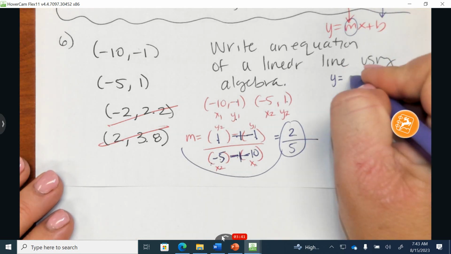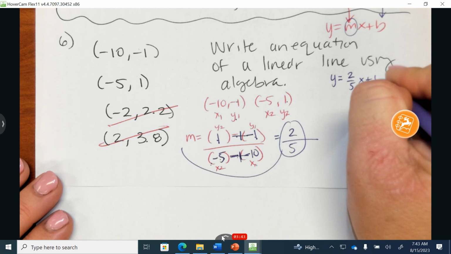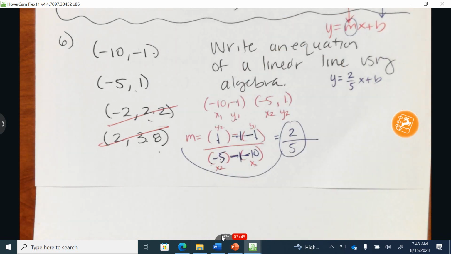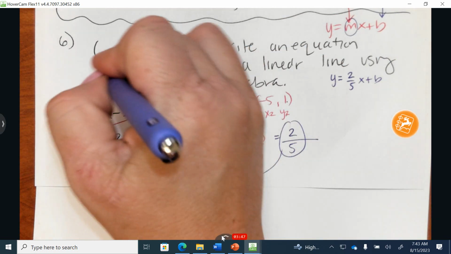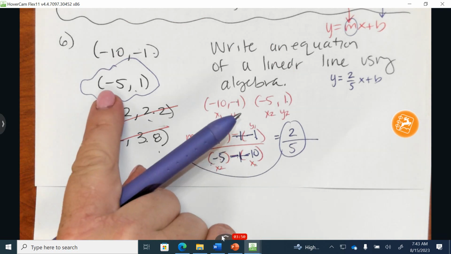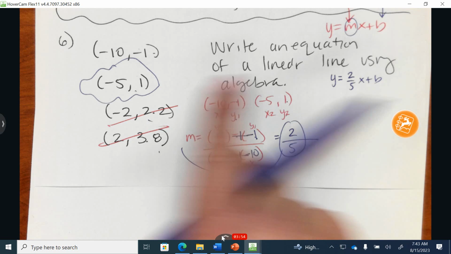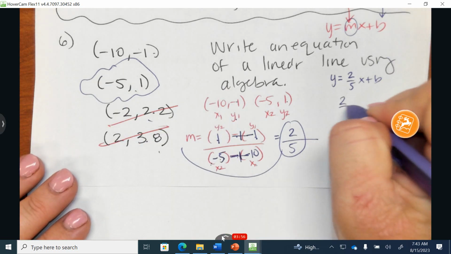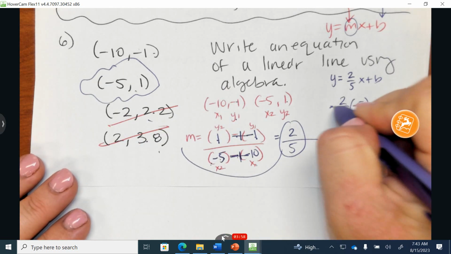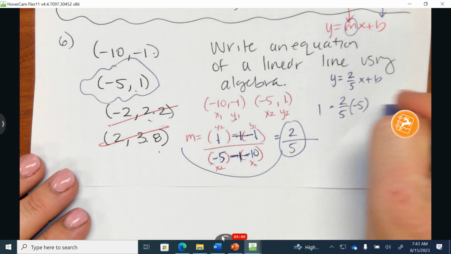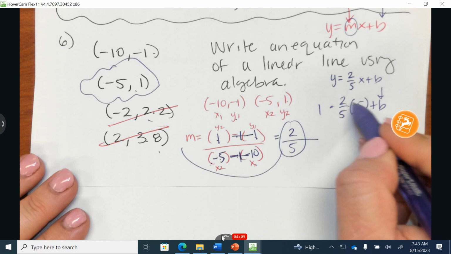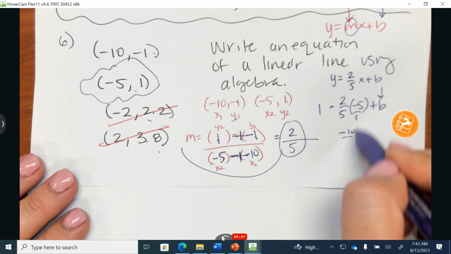So y equals, the slope is 2/5, and the last thing is I choose any one of these points. There's no wrong answer. I'm going to choose this one. It looks the simplest to work with. This is the x, this is the y, and I'm going to substitute them in accordingly to solve for b. Negative 5 is the x, 1 is the y, and now to solve for b, I'm going to start by multiplying here. 2 times negative 5 is negative 10, 5 times 1 is 5.